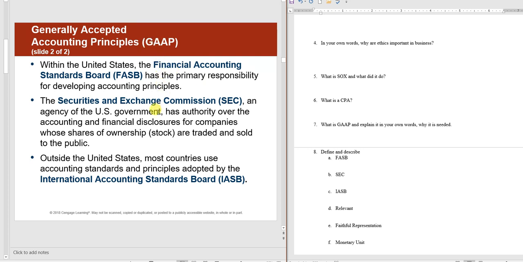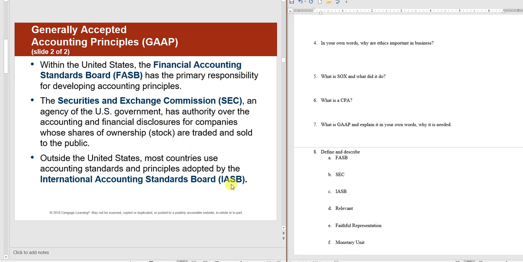After the stock market crash of the 30s, Congress established the SEC to set the accounting standards. The SEC looked around and figured out that the problem was not that there were no standards. The problem was that there was no enforcement of the standards. So the SEC took over the enforcement role, while the FASB sets the standards. They have the authority over accounting and financial disclosures, but they accept the FASB standards.